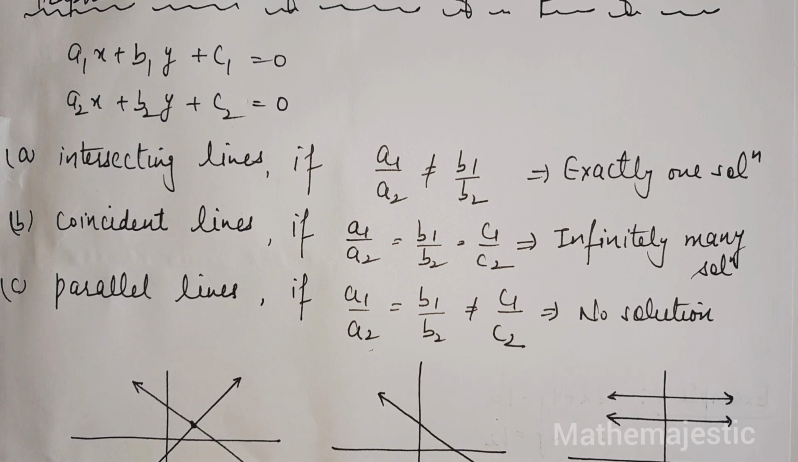So there are three cases. When the ratios of the coefficients of x and y are not equal, intersecting lines hongi and one solution hoga.